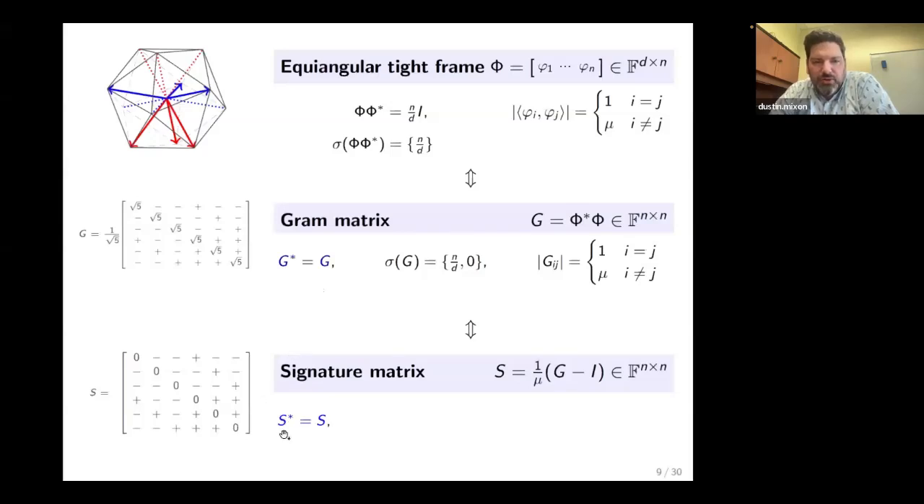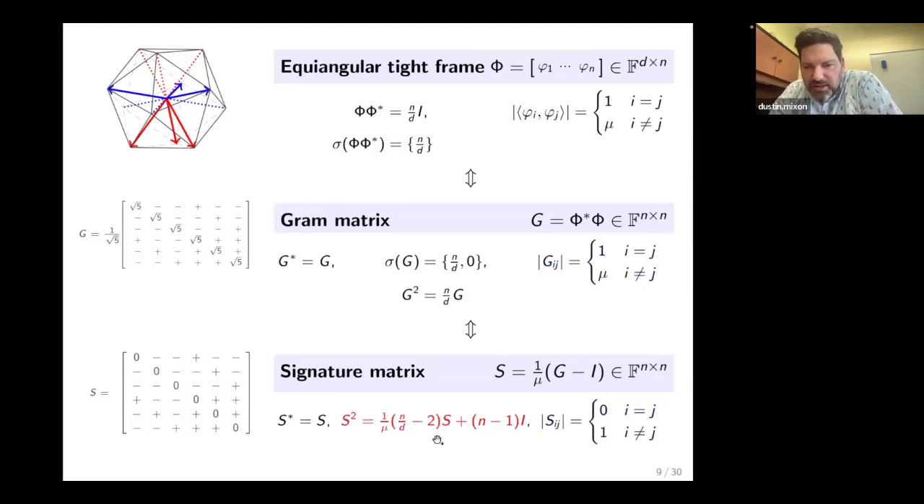Accordingly, it's still self-adjoint. And the spectral condition, let's go back to the Gram matrix for a beat. Having all the eigenvalues be either n/d or 0, that's the same thing, it turns out, as G squared being a multiple of G, namely n/d times G. And when I do these algebraic gymnastics to G, I ask what's the resulting quadratic on S, I end up with this quadratic. And then the equiangular condition is just saying that the off-diagonal entries have modulus 1, diagonal entries have modulus 0. But if you were to define a signature matrix, you would just say zeros on the diagonal, off-diagonal modulus 1, and it needs to be self-adjoint. But then the real interesting bit is it needs to satisfy this quadratic.